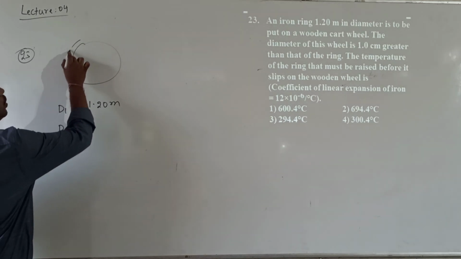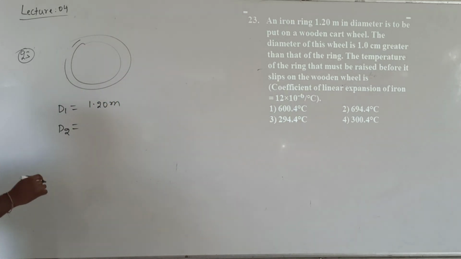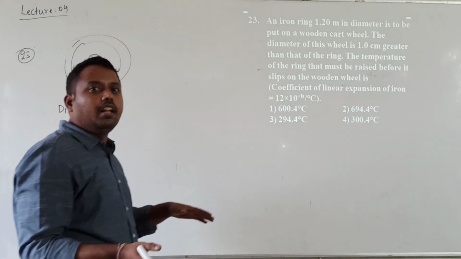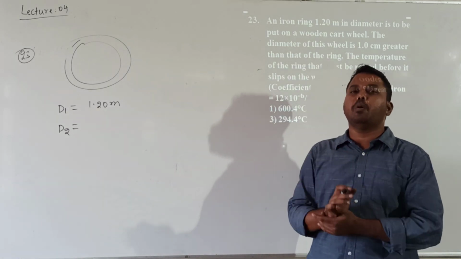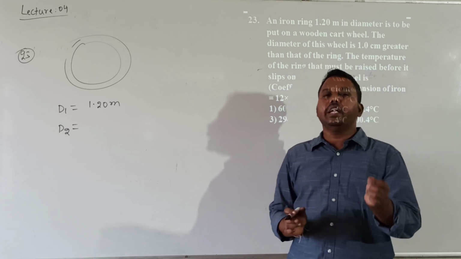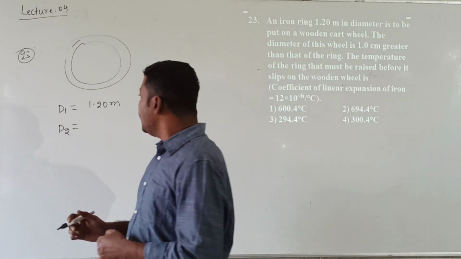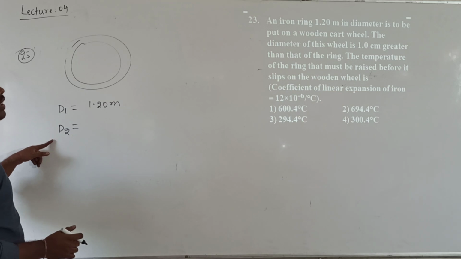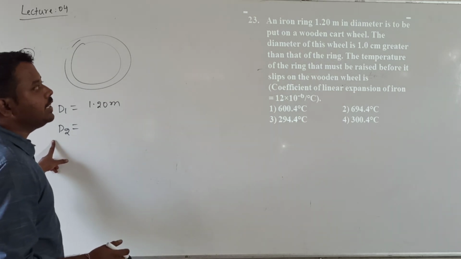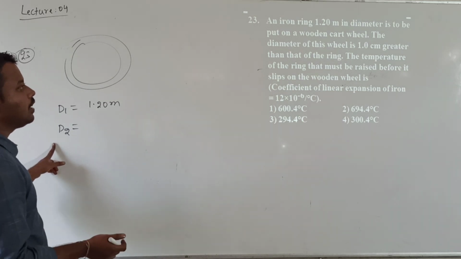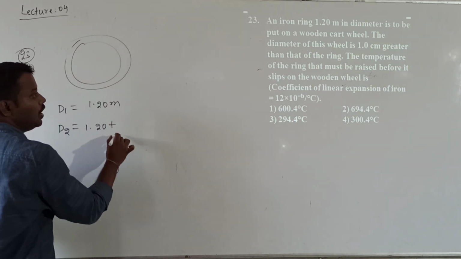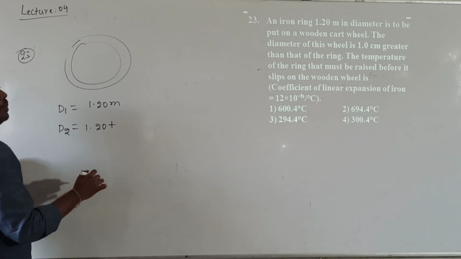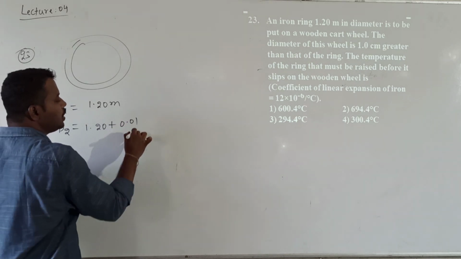It should be fixed onto the wooden cart, so that wooden cart diameter is more compared with the iron ring diameter. In order to fix the ring onto the wooden cart properly, first what will we do? We need to heat that ring. Now what is the diameter of the cart? The diameter of the wheel is 1 centimeter greater than the ring. 1 centimeter greater than the ring means 1.20 plus 1 centimeter, which is 1 into 10 power minus 2 meters, 0.01.